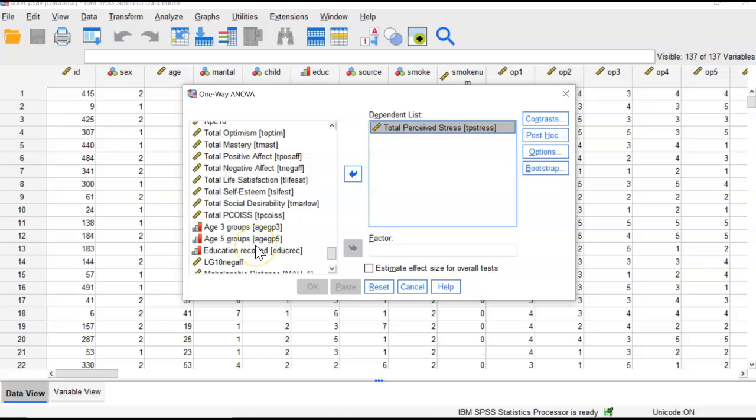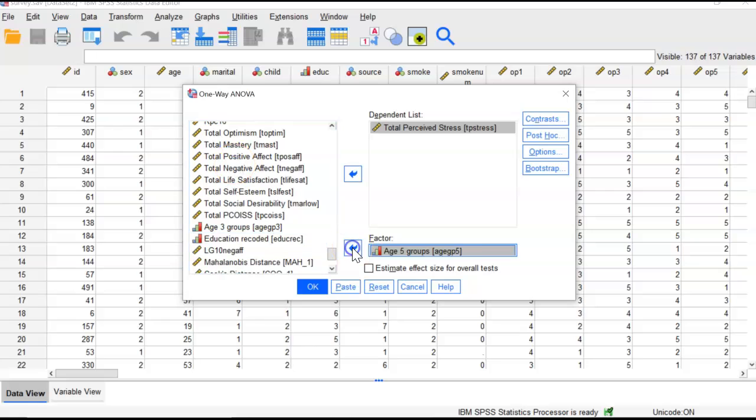The factor in this case is going to be the age, but it's grouped in 5 groups. So we select age 5 groups. You put that in the factor box. One nice thing that you don't have to do in ANOVA that you do have to do with the t-tests is you don't have to define the groups. It does that for you. Why they don't fix that with the paired comparisons, I'm not sure. Probably because you could use a t-test if you wanted to single out 2 groups and ignore all the others.